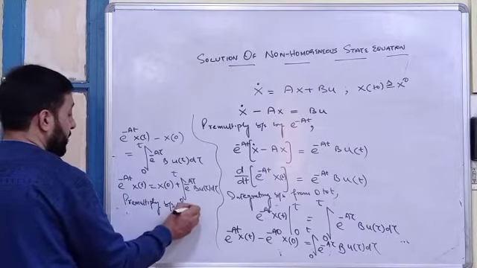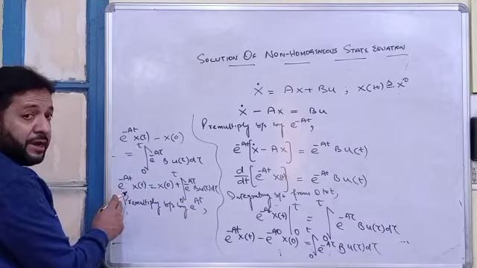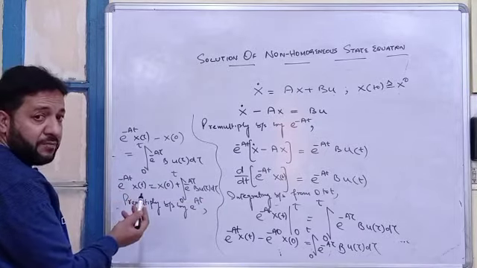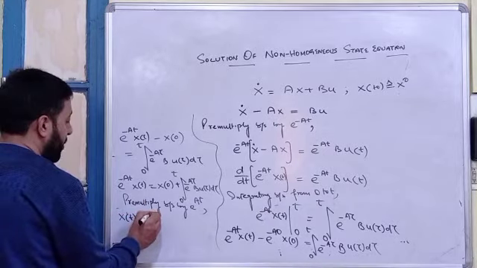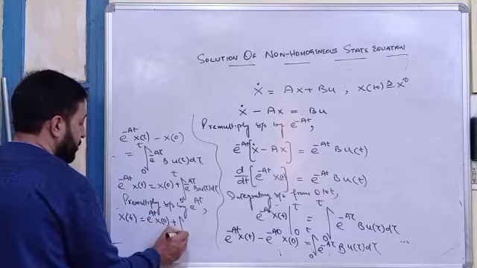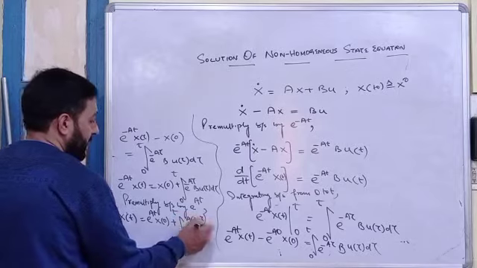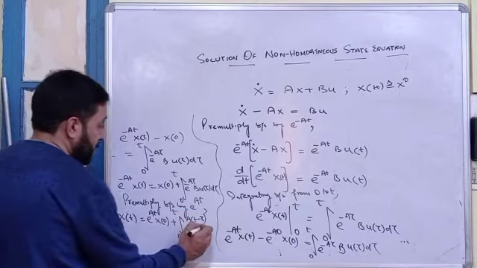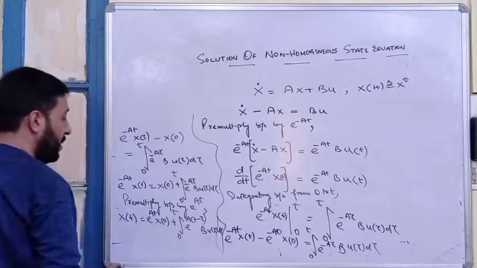Pre-multiply both sides by e to the power at. What do I get? E to the power at into e to the power minus at. So I get x(t) equal to e to the power at x naught plus integral from 0 to t of e to the power a(t minus tau) B u(tau) d tau.